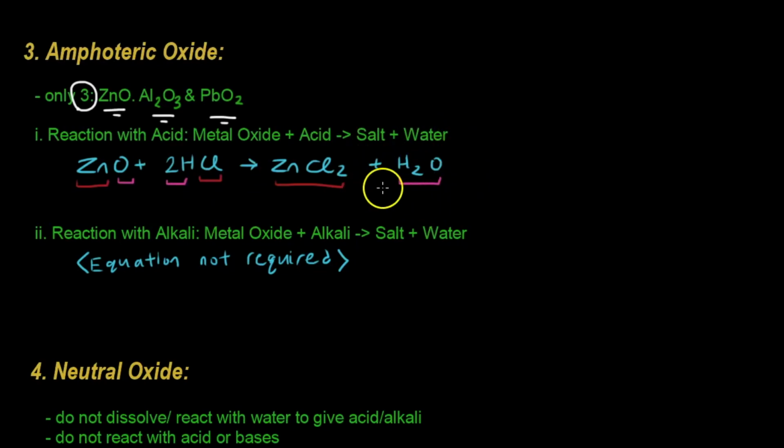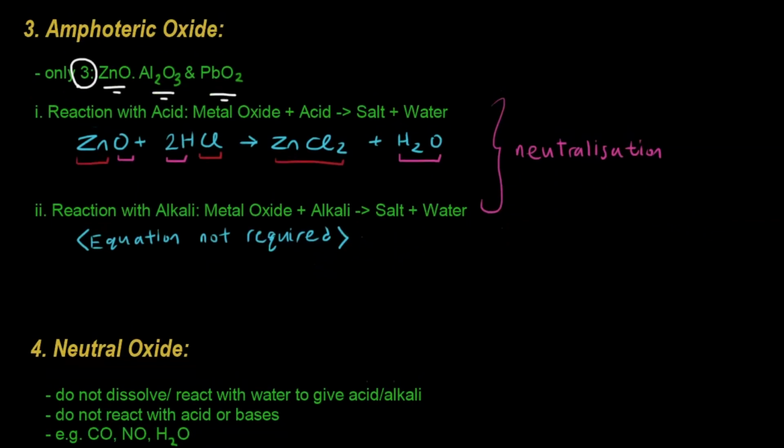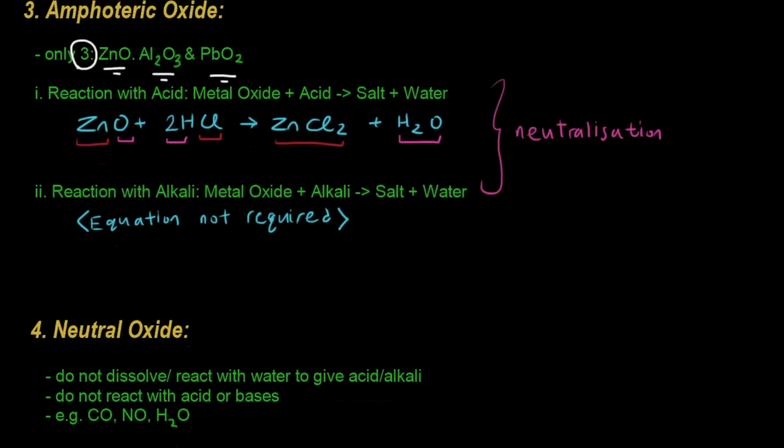This is also neutralization. If you react it with an alkali, it's metal oxide plus alkali to give you salt and water. All these are neutralization. But you do not need to know any equation for the reaction with alkali, because this is out of your syllabus. As I mentioned in the previous video, alkali reactions are a bit special. It's so special that you do not have to know it in your syllabus, because it will be a bit confusing.